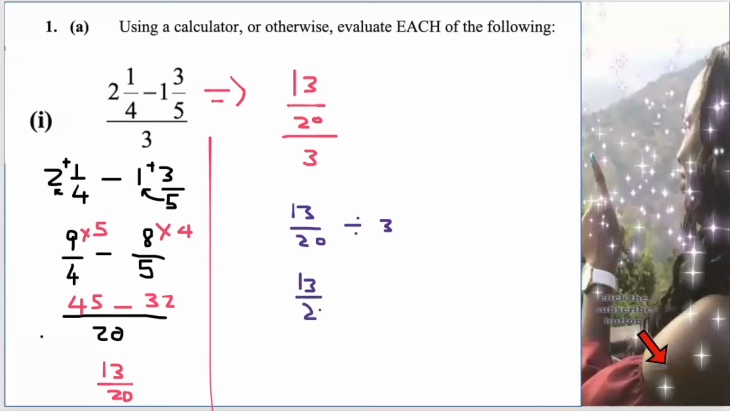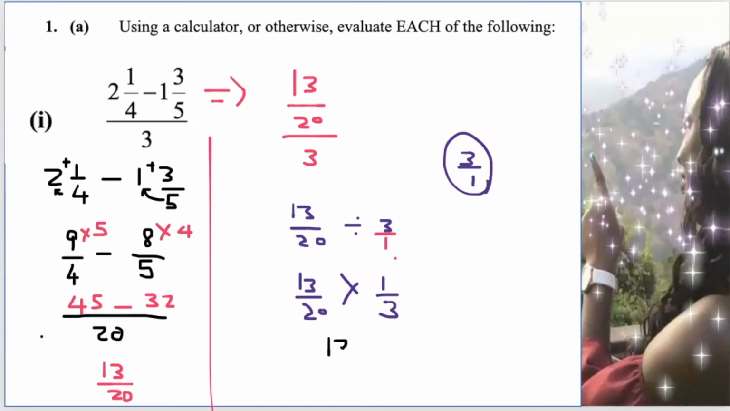Next step, rewrite my fraction. So I have 13/20. And then what I'm going to do is change division to multiplication. Then I reciprocate this, meaning flipping it. So 3 is the same thing as 3/1. So flipping this, it becomes 1/3. So multiplying this, 13 times 1, that's 13. So in my numerator I will have 13, and 20 times 3, that is 60. And this is the exact form.